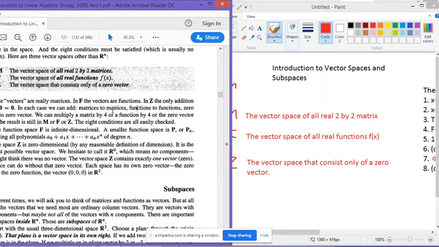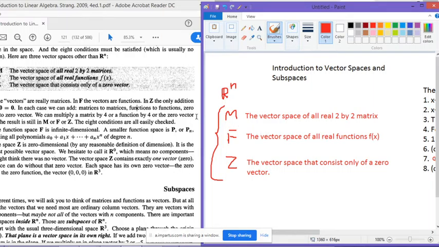Now in the vector space M we can add a matrix with a matrix, in F we can add a function to a function, and in Z we can add zero vectors. And we can multiply a matrix by 4, or a function by 4, or a zero vector by 4. It should result in the same kind of vector. That is, if you multiply 4 with M, it should result in a 2 cross 2 matrix itself, a function should result in a function itself, and the zero vector space should result in the zero vector space itself.